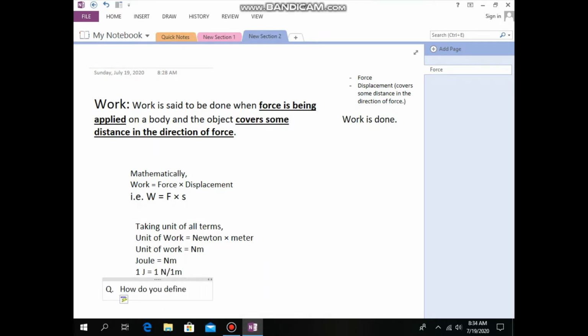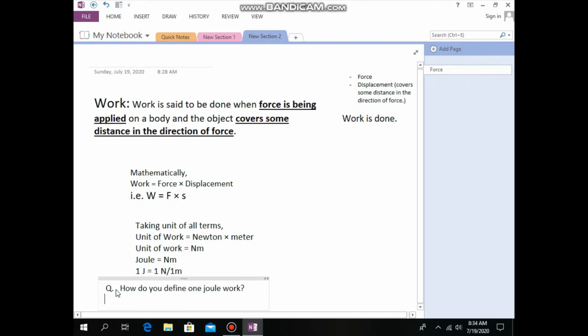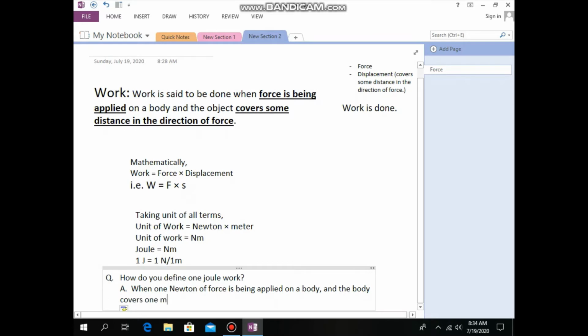How do you define joule of work? Your answer would be: when 1 Newton of force is applied on a body and it moves one meter of distance in the direction of force, the work done is said to be 1 joule.